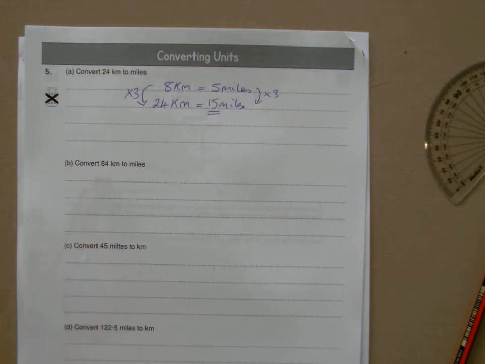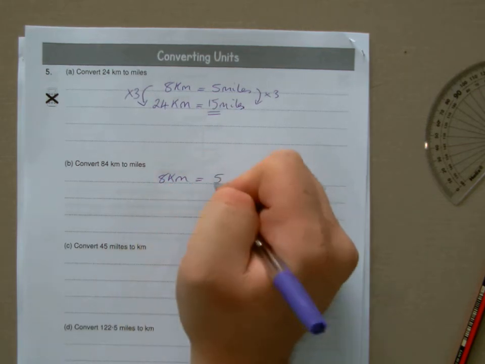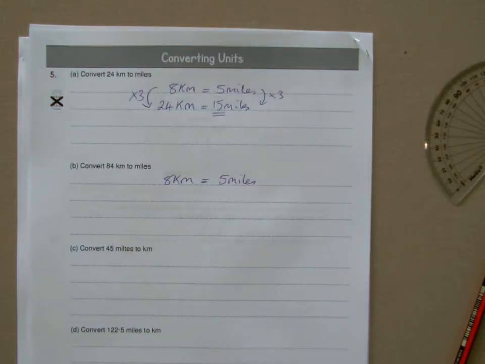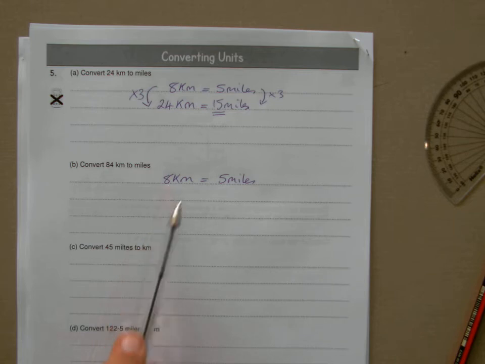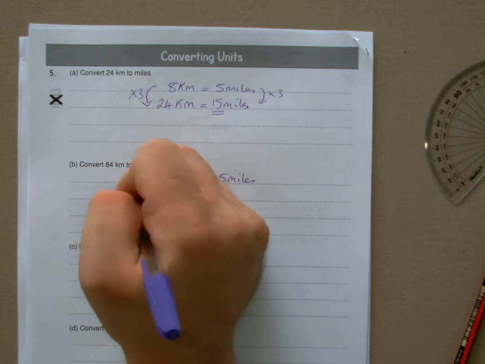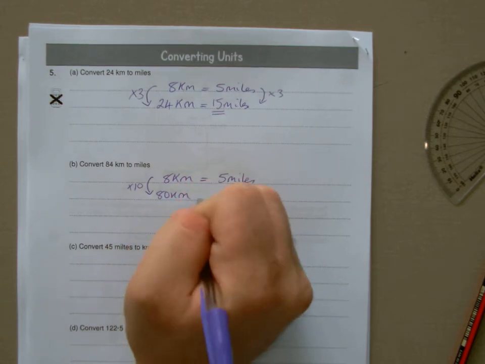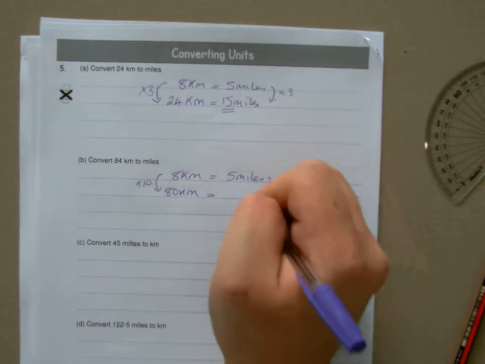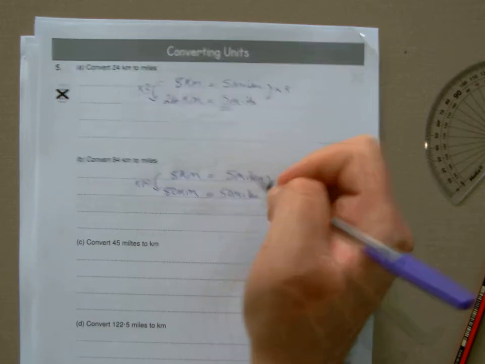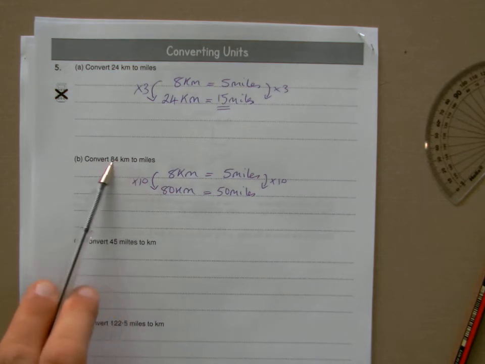So then with the second one, 84 kilometers to miles. Again, we start off with the fact that 8 kilometers is equal to 5 miles, and we're going to scale it up. But straight away I can see I'm going to struggle to get that to 84. If I times it by 10, it gets me close, but not quite enough. If I times it by 10, you add a 0 on, I get 80 kilometers. Now, I can easily do the same on that side. I made that 10 times bigger to get 80 kilometers, so I'll make the miles 10 times bigger. 5 times 10 is 50 miles. That's 80 kilometers. Now, there isn't an easy way to multiply 8 to get 84.